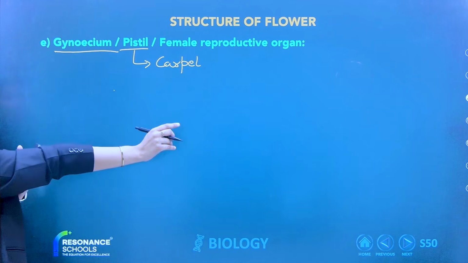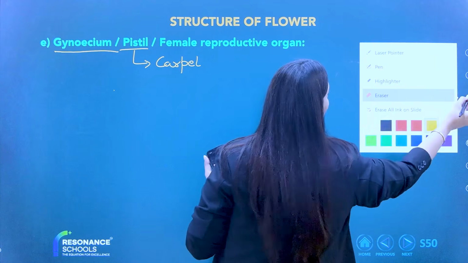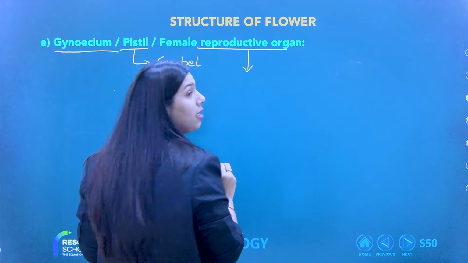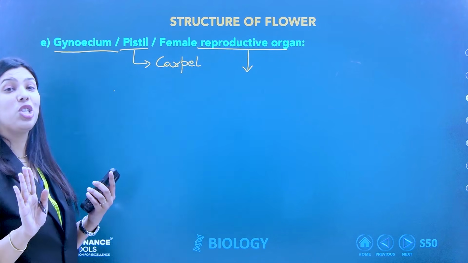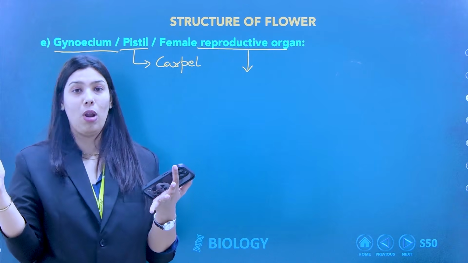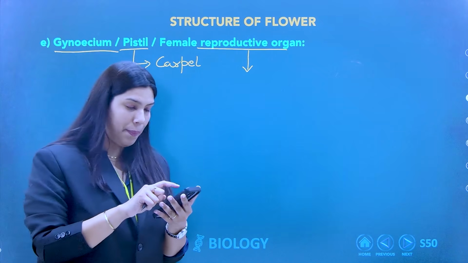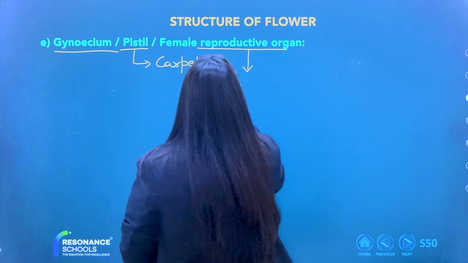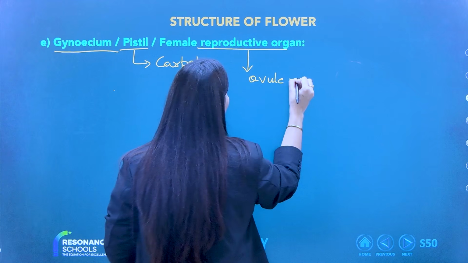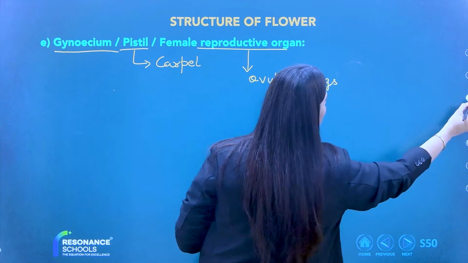Fine. Now, this carpel is the female reproductive system. Since it is the female reproductive system, it will have the female gamete. Along with the male gamete, which was the pollen grain, these two have to fertilize to produce seeds. So for the female reproductive part, that means it might have an ovule. In the ovule, there will be an egg, not eggs, rather egg.